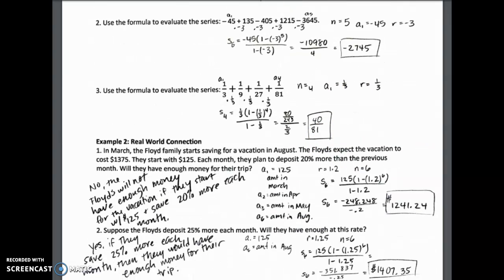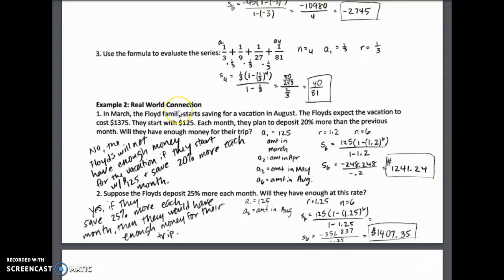Okay, and now we're going to apply this to some real-world problems. So it says, in March, the Floyd family starts saving for a vacation in August. The Floyds expect the vacation to cost $1,375, and they start with $125. Each month, they plan to deposit 20% more than the previous month. Will they have enough money for their trip?